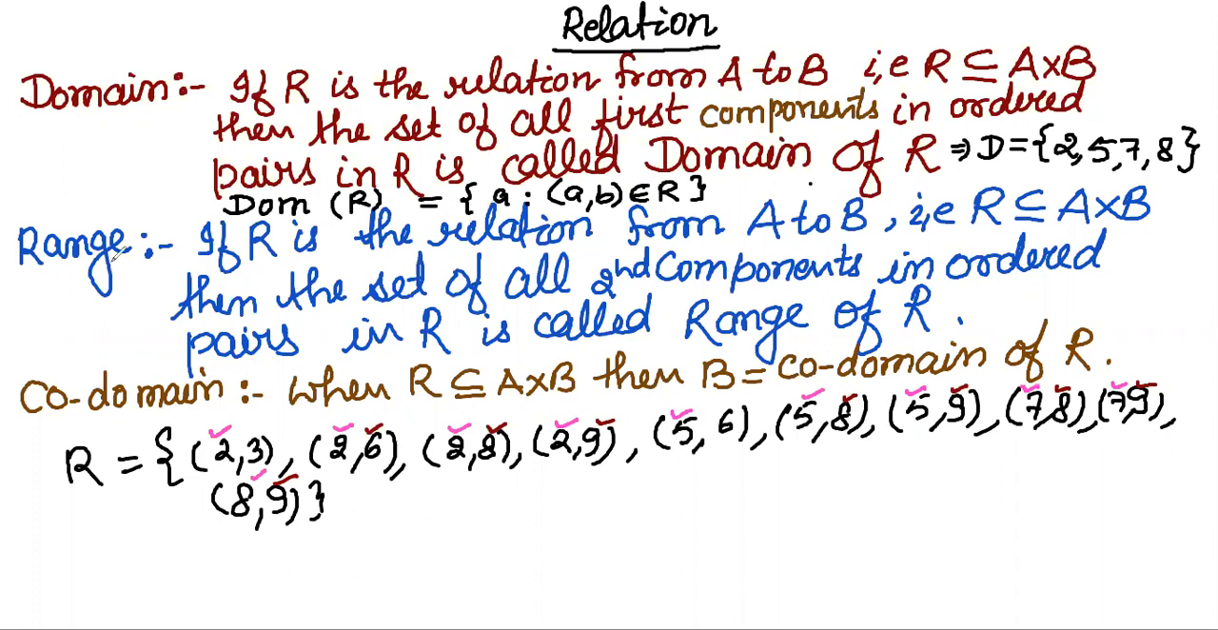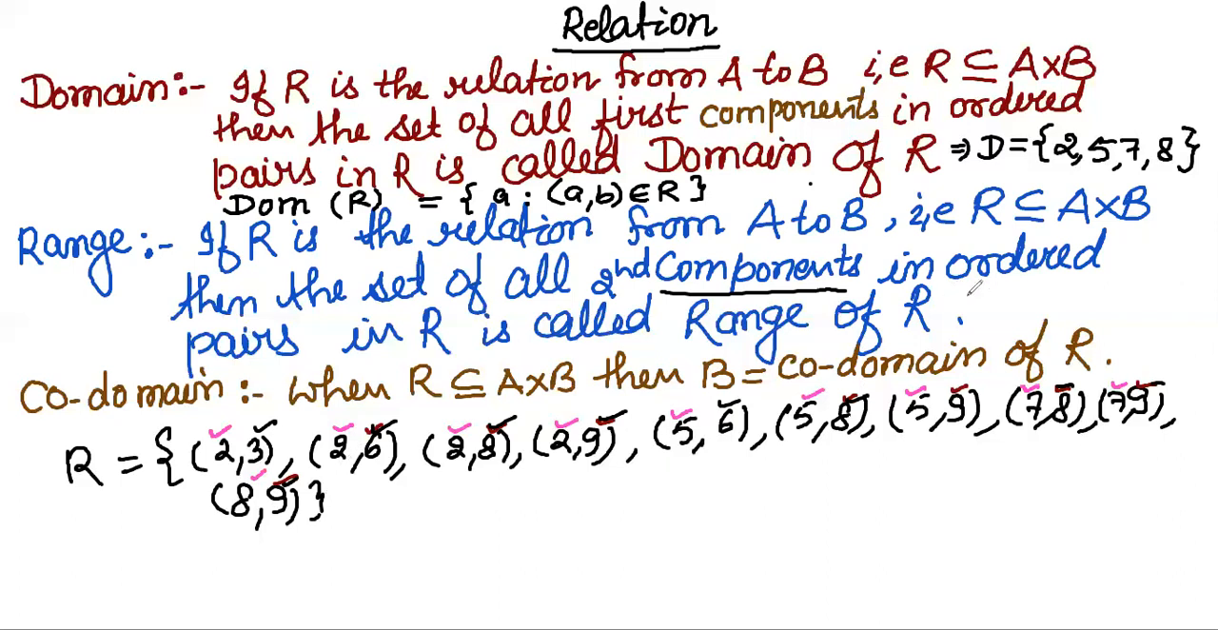Now second is your range. If R is a relation from A to B, that is, R is a subset of A cross B, then the set of all second components in the ordered pairs in R is called the range of R. Means here 3, 6, 8, 9, again 6, 8, 9 are the second components of the ordered pairs in R. So these are called range values.